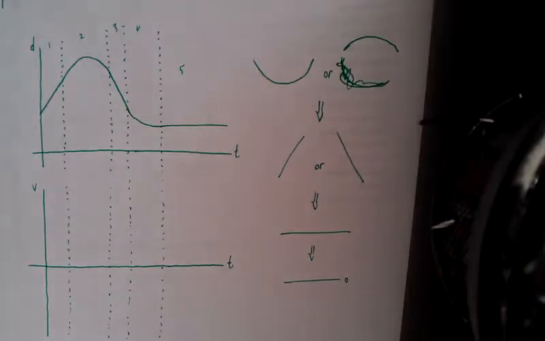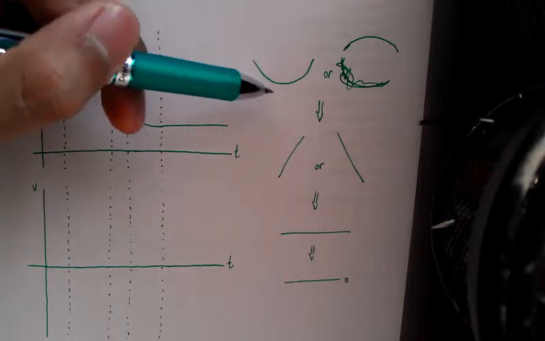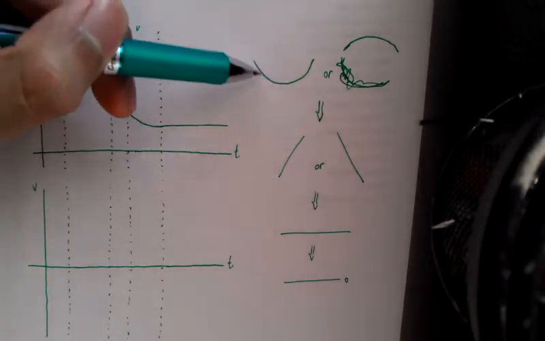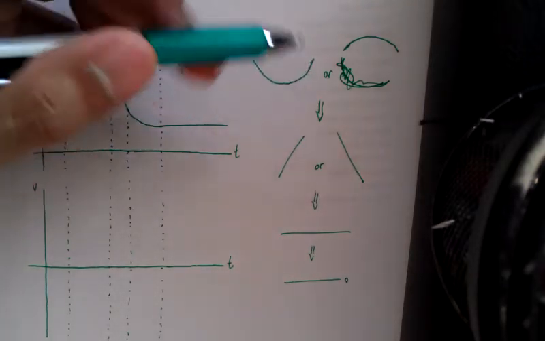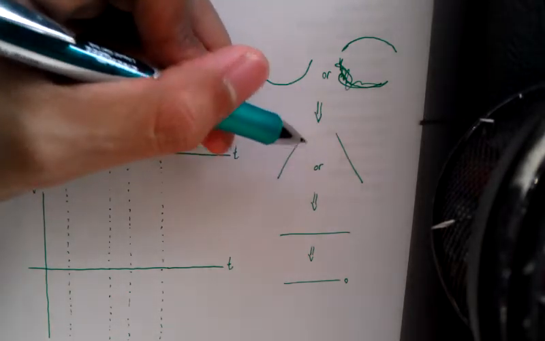Alright, so here's just a quick little video on how I approach graphing a velocity versus time graph when given the distance versus time graph. I use this method over here, which says that if you have a curved line on one graph, on the graph below it, it's going to be a diagonal line.